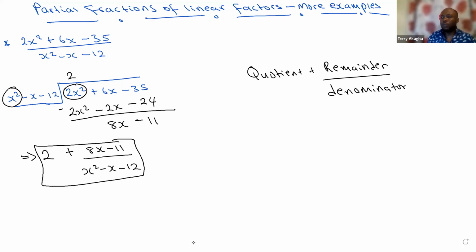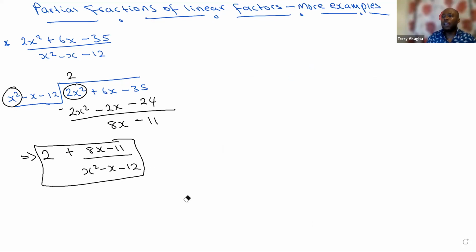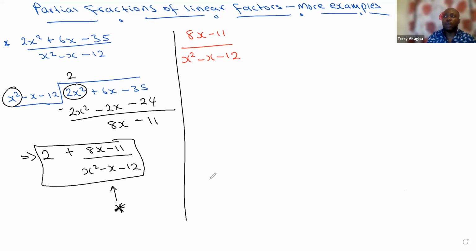Now you can see that after the long division, we have 8x minus 11 over x squared minus x minus 12. This is what you now use partial fractions to solve. So this one here goes into partial fractions. We have 8x minus 11 divided by x squared minus x minus 12, and we're going to break this down into partial fractions now.